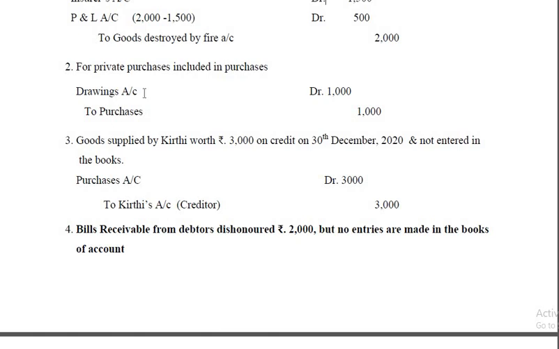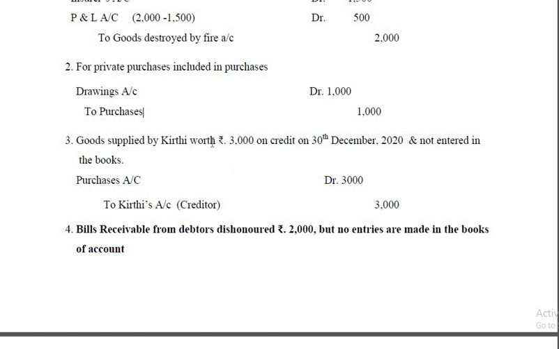added to drawings. Secondly, it should be deducted from purchases because these purchases are not meant for sale or not meant for business purposes. Therefore, it is deducted from purchases. Purchases is a debit balance. So here credited means it should be deducted from purchases in the trading account. Drawings is a debit balance. Further debit means it should be added to drawings account.